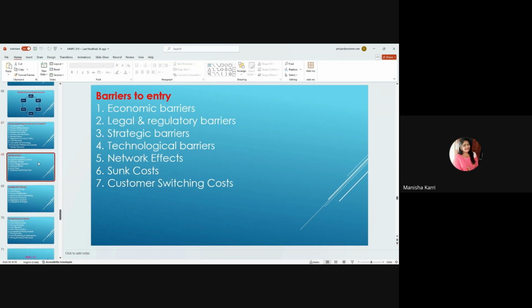And the next topic is barriers to entry. There are some obstacles that make it very difficult for new firms to enter into the market. These barriers can take various forms and significantly impact the level of competition within a market. Here are some main types of barriers to entry.